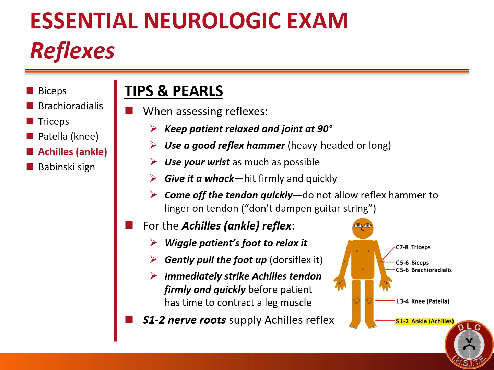Tips and pearls, reflexes, Achilles or ankle reflex. When assessing reflexes, once again, keep the patient relaxed and joint at 90 degrees. Use a good reflex hammer, use your wrist, give it a whack, and come off the tendon quickly. For the Achilles or ankle reflex, wiggle the patient's foot slightly just to relax it. Then gently pull it up, gently and quickly. Pull the foot up, that is to say dorsiflex it, and immediately strike the Achilles tendon firmly and quickly before the patient has time to contract a leg muscle. S1-2 nerve roots supply the Achilles reflex.